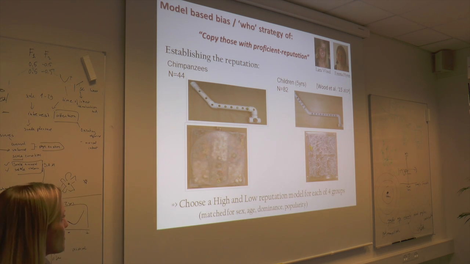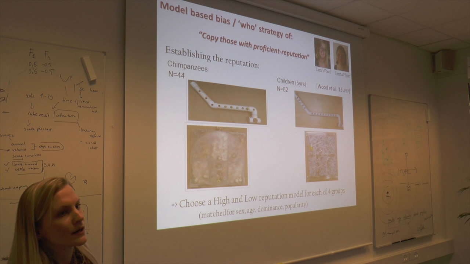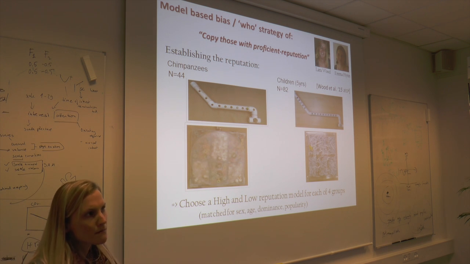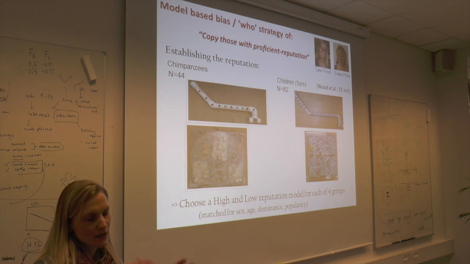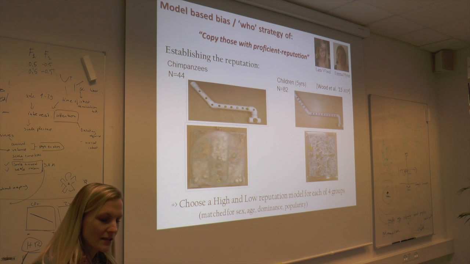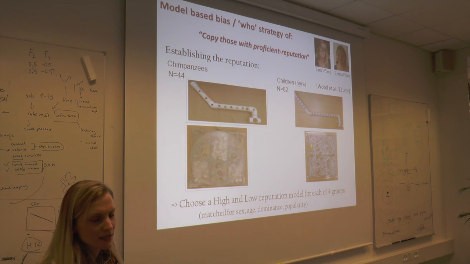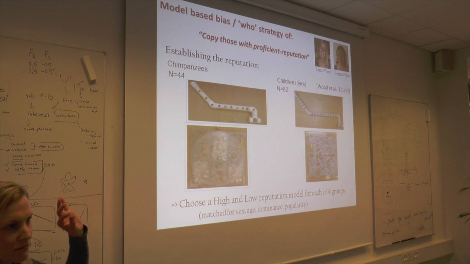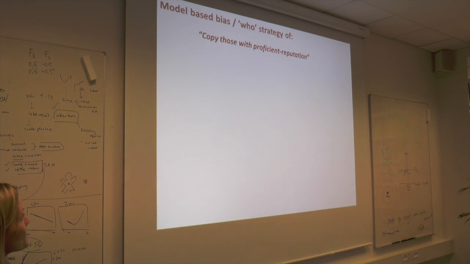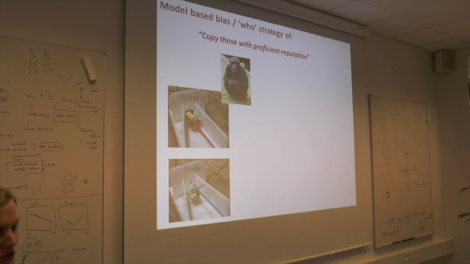So then within each group we can choose a high reputation model and a low reputation model, and we can match them so that within each group both are the same sex, similar age, similar dominant status, and with the kids, similar popularity level. So we've established our models, and then we have to train them.